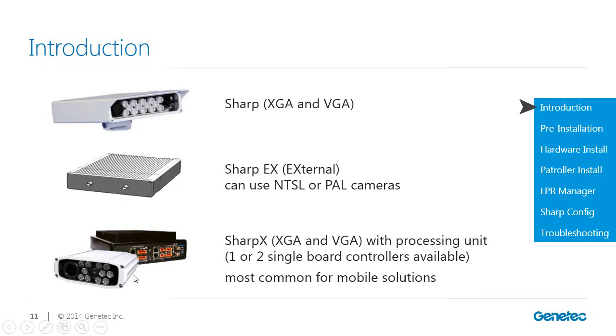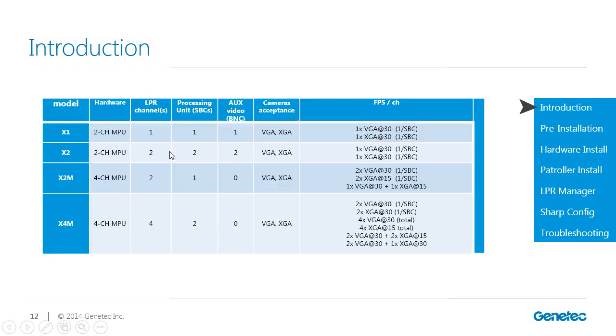Now this is the most common system used for AutoVu Mobile, as the cameras are some of the smallest in the industry and are really much less obvious when mounted on a vehicle than the traditional Sharps. Now the processing unit for a Sharp X system can be ordered with one or two single board controllers, and each controller can be ordered with the ability to handle one or two cameras, which we call LPR channels here.